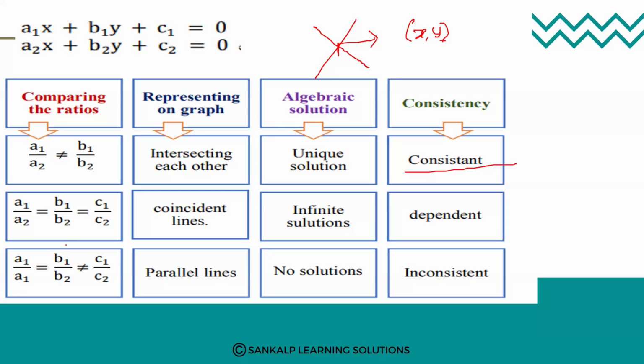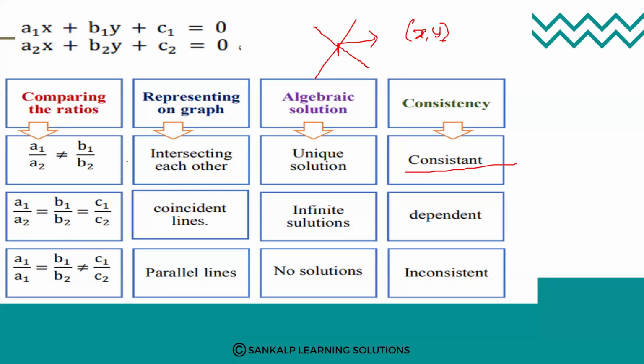Okay. If a1 divided by a2 is equal to b1 divided by b2 is equal to c1 divided by c2, then you will get coincident lines, and that type of graphs has infinite solutions and is consistent. They are consistent and dependent.